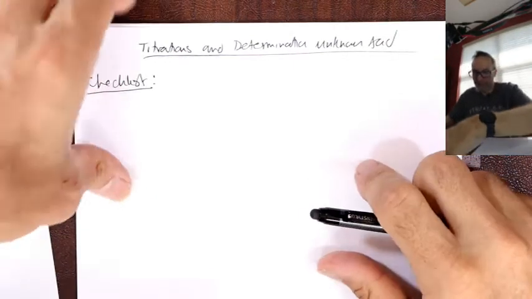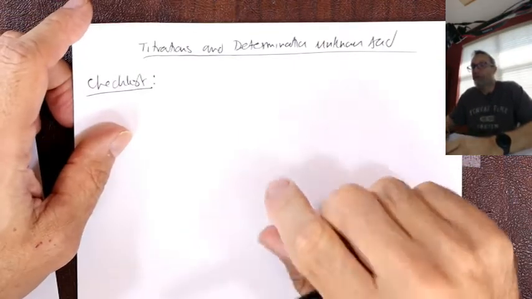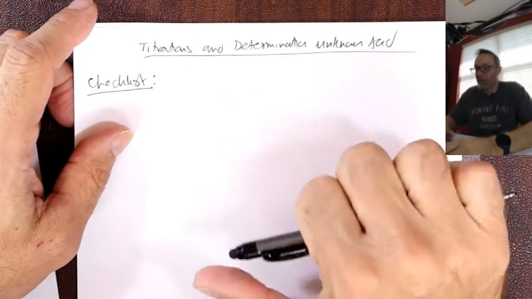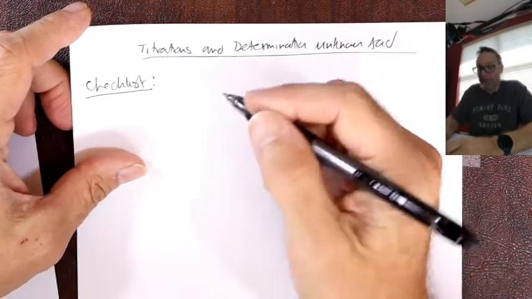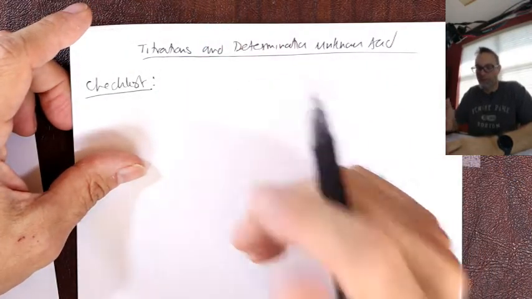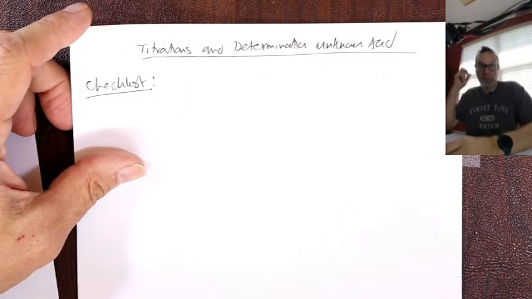Hello everyone. I'm going to talk you through the pre-lab for titrations and determination of an unknown acid's concentration. Checklist of things to do. So, as per the last experiment, you've got to go multiple places, right?